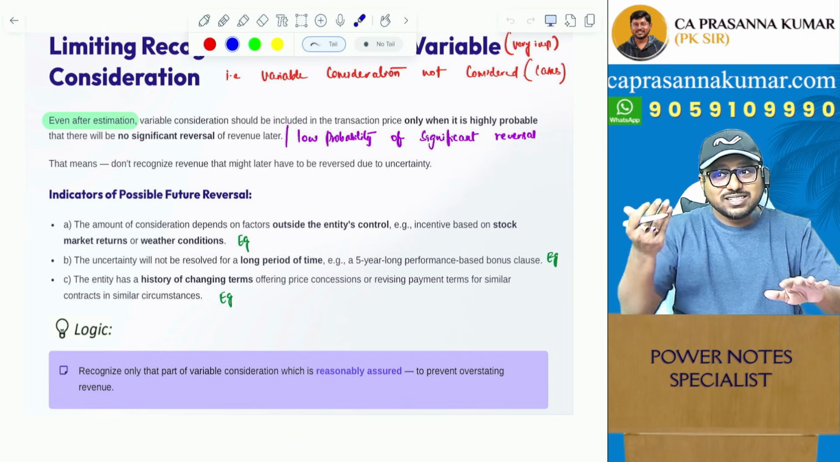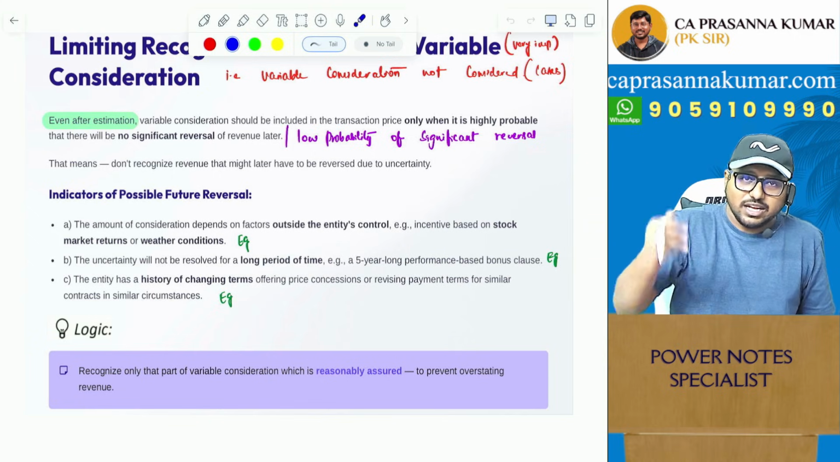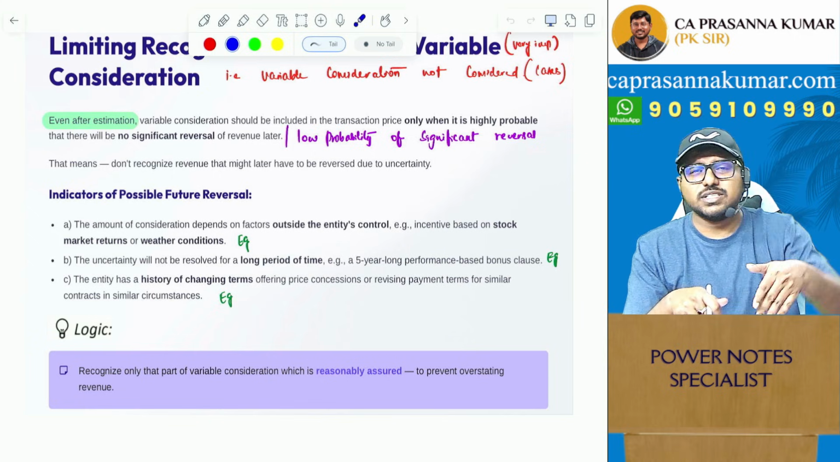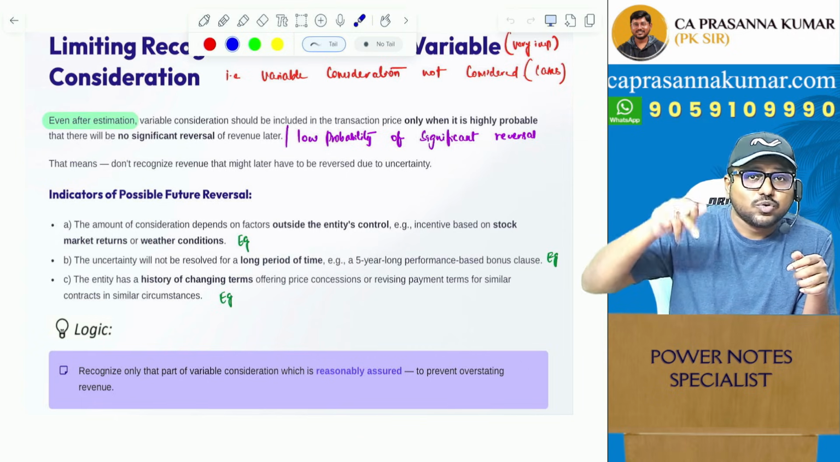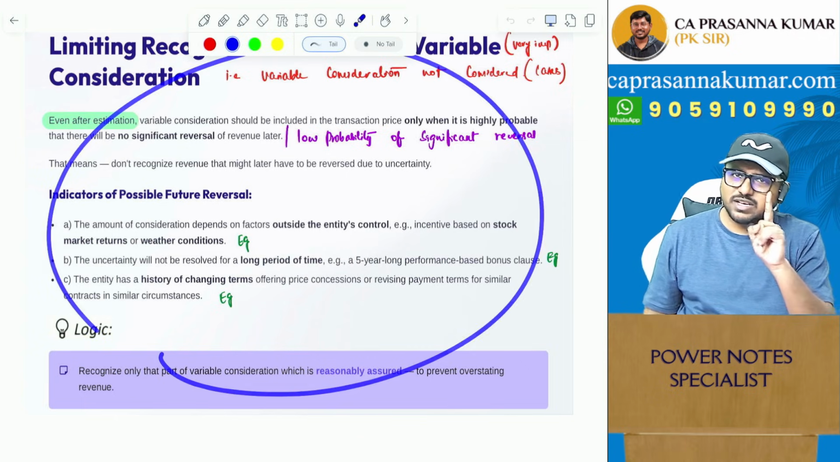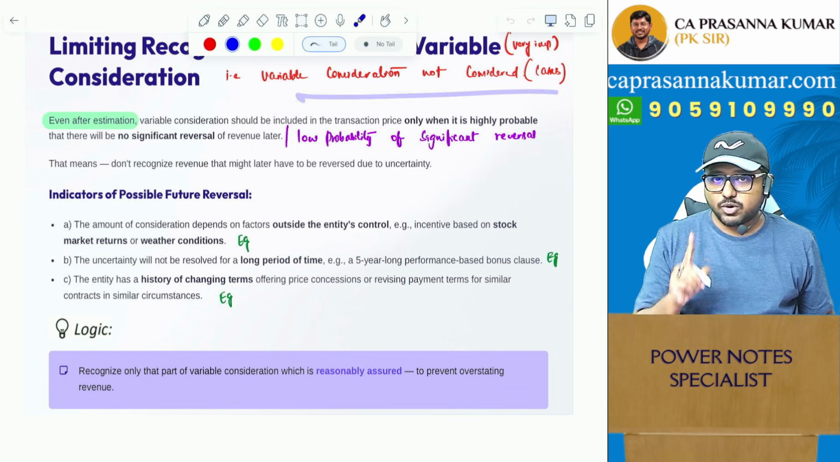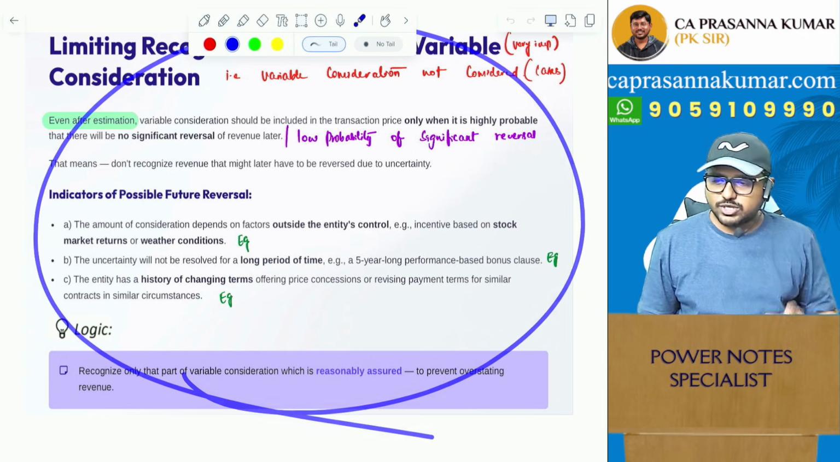If you are sure that significant reversal in future will not happen, for that there is high probability, then you include that variable consideration in the transaction price. Fixed consideration is always included in the transaction price. There is no discussion over there. You got the point? Our discussion is only about variable consideration. This is a very important point. I'm repeating again. I've seen so many questions based on this particular point, which means in so many questions, one of the adjustments is based on this point. So therefore, you remember this.